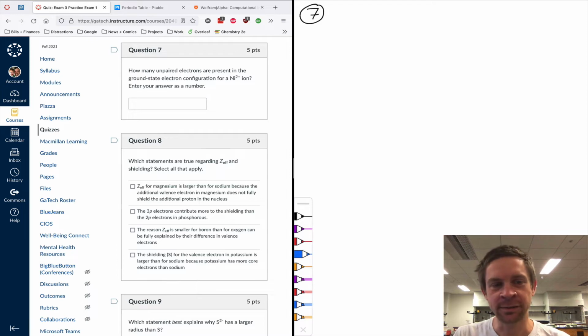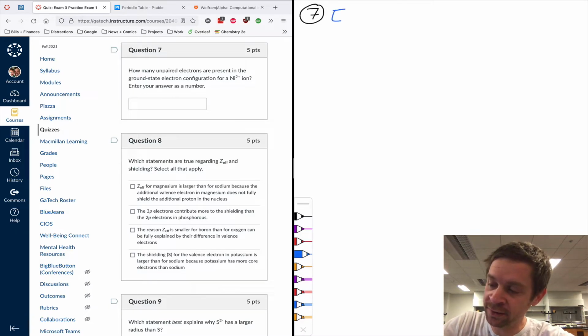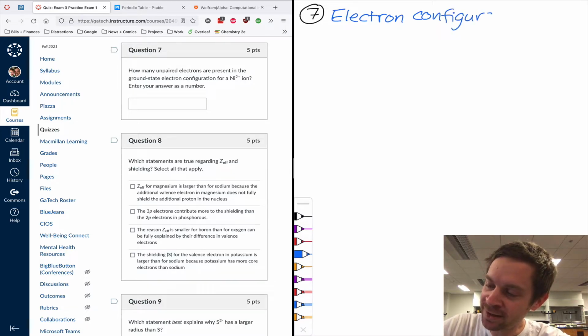Hey everybody, this is problem number 7 on practice exam 3-1 in the fall 2021 semester in Chem 1211. And the question is, how many unpaired electrons are there in the ground state electron configuration of a nickel 2+ ion? So this is an electron configuration problem. We're interested in the configuration of a heavy atom ion. But it comes with a couple of extra wrinkles.